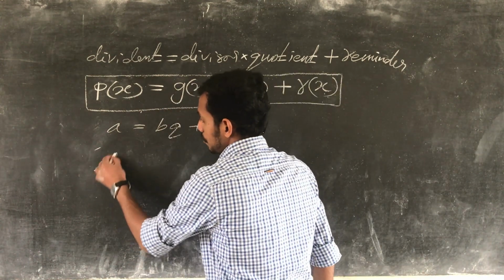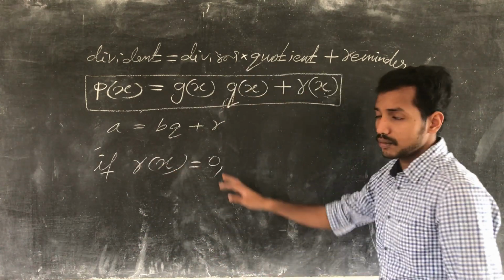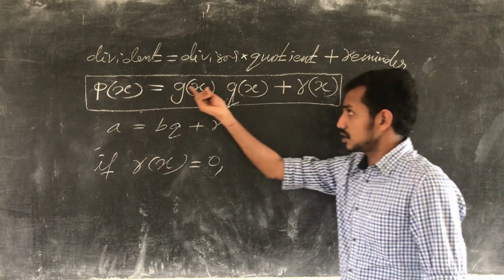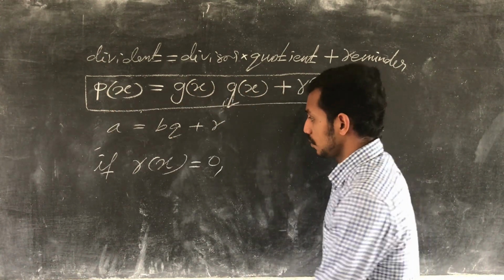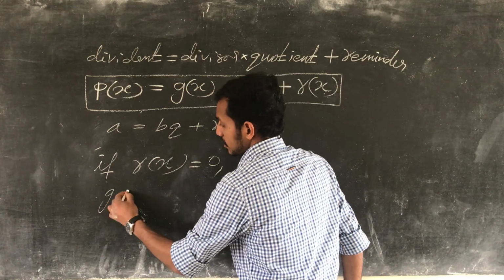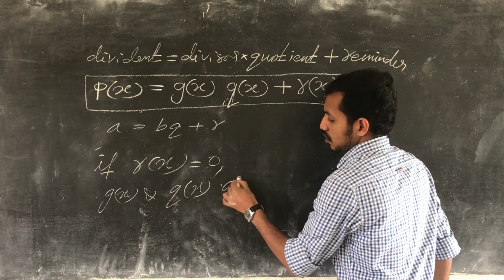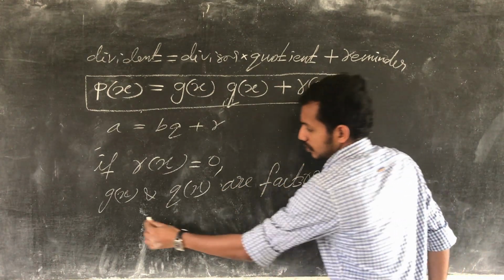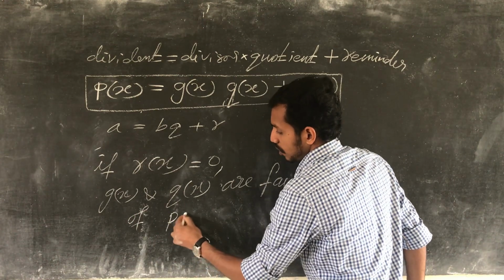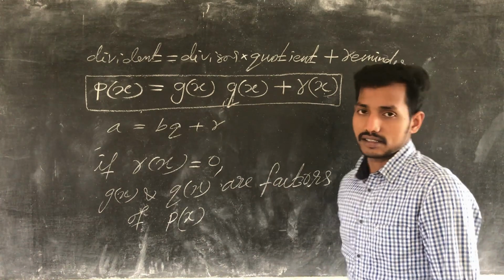And if r of x is equal to 0, where the remainder becomes 0, then g of x and q of x become factors of p of x. Then g of x and q of x are factors of p of x.